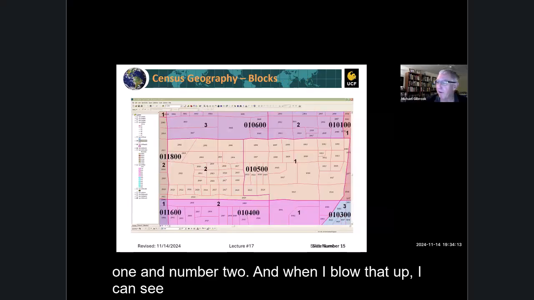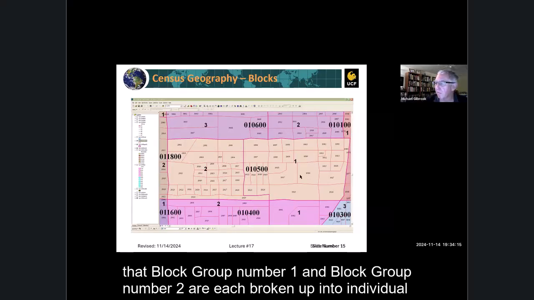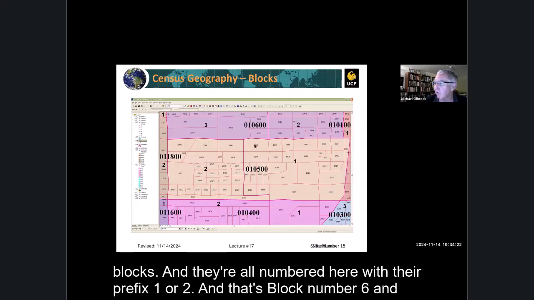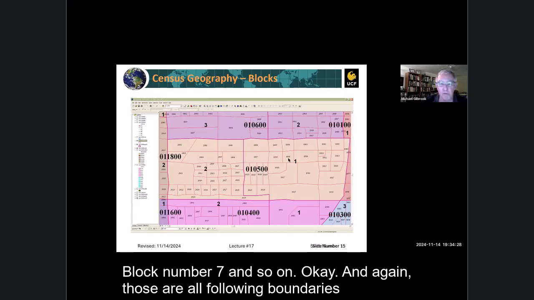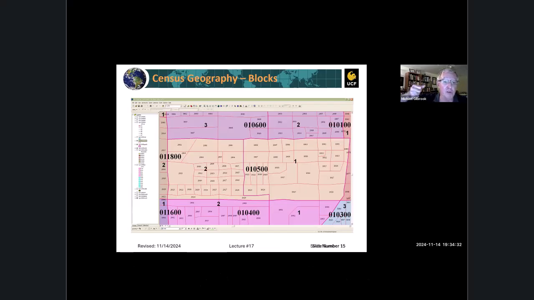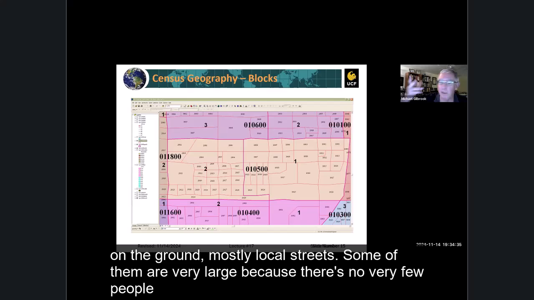And when I blow that up, I can see that block group number 1 and block group number 2 are each broken up into individual blocks, and they're all numbered here with their prefix 1 or 2, and that's block number 6 and block number 7 and so on. Okay. And again, those are all following boundaries on the ground, mostly local streets.